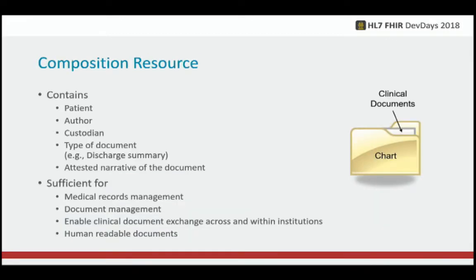So the composition resource contains information about the patient, the author, the custodian, or the steward of the document, and all that type of stuff. You can think of it as being sufficient for locating records, for records management, document management, and such. And there's a lot of search properties on the composition resource to help you find documents. So you can search for, for instance, the patient's most recent history and physical. You don't have to do anything custom to do that using FHIR documents. All those search properties that you need for that are already built into the composition resource. So every FHIR server can let you build systems that operate like that very quickly.